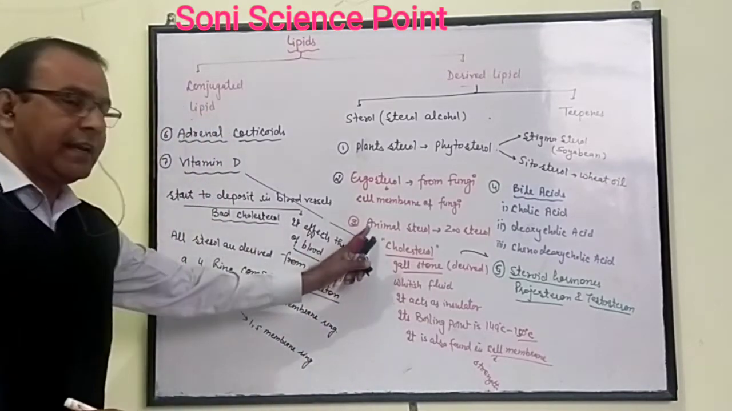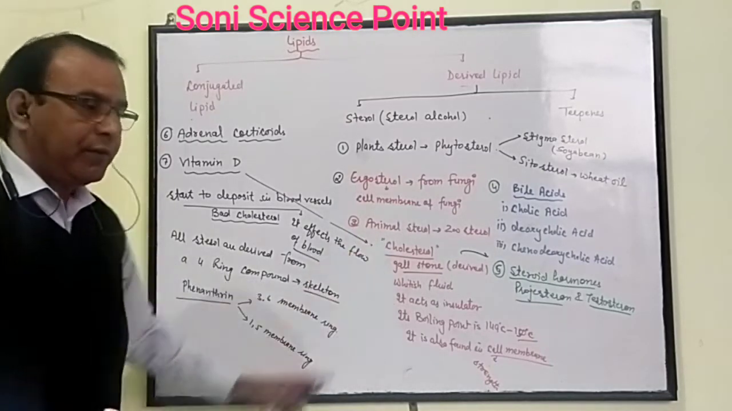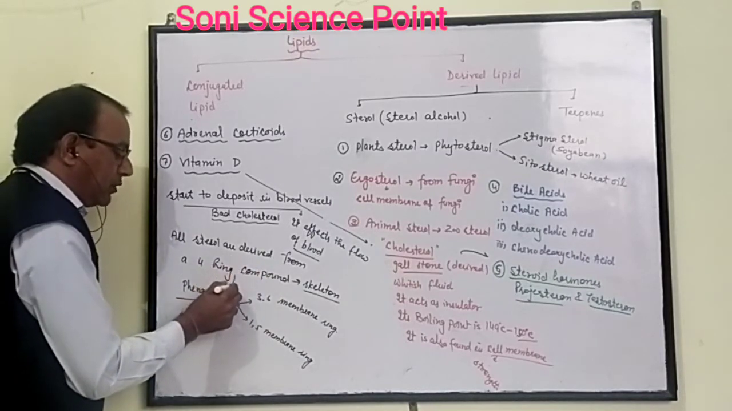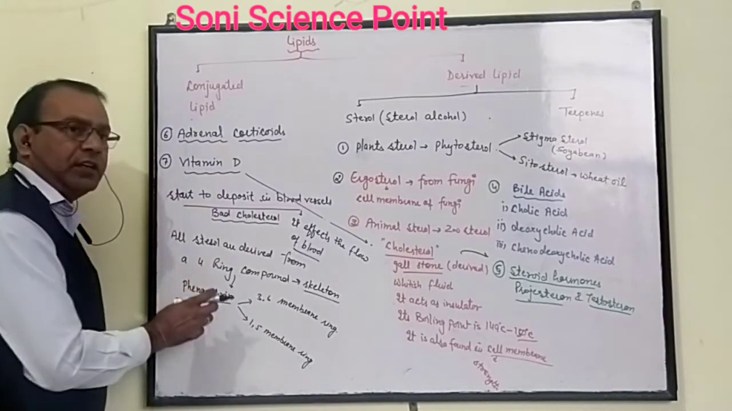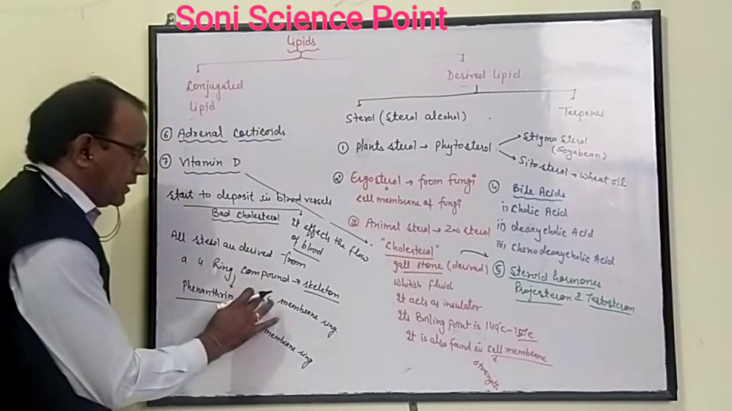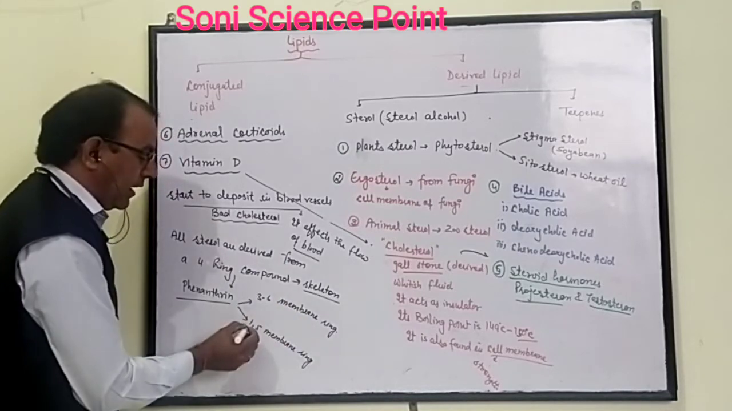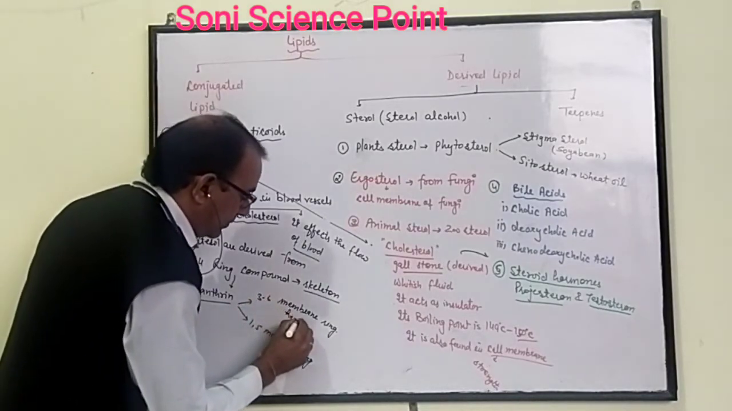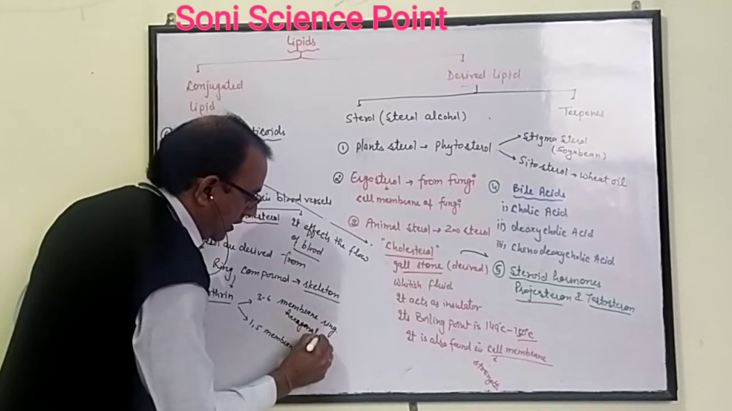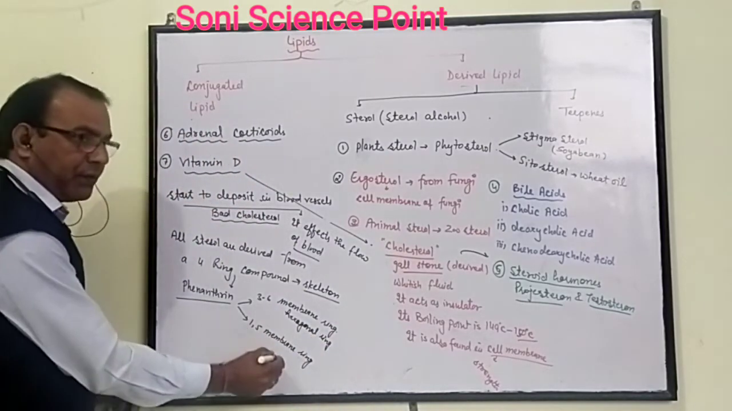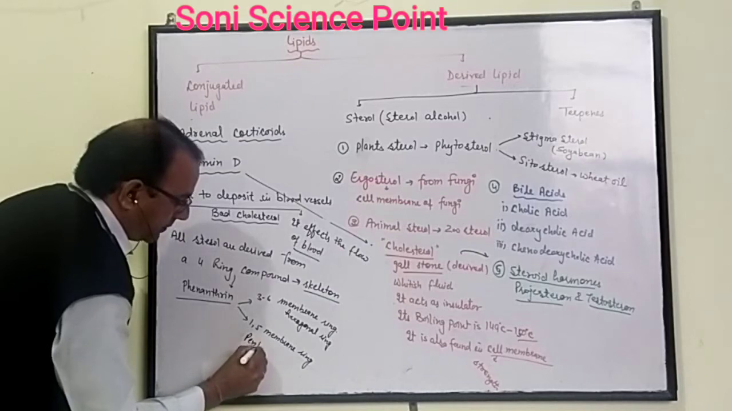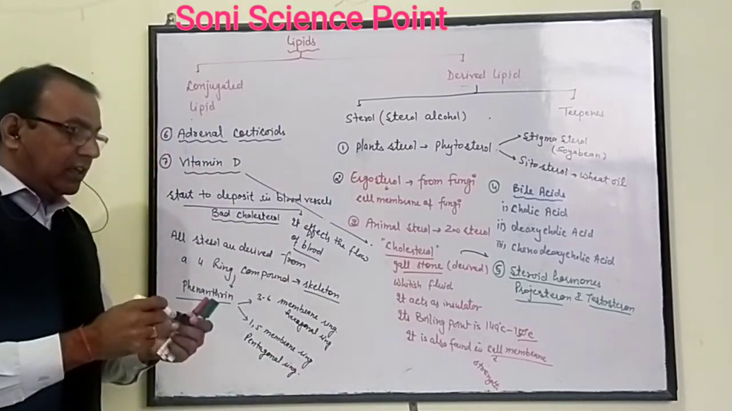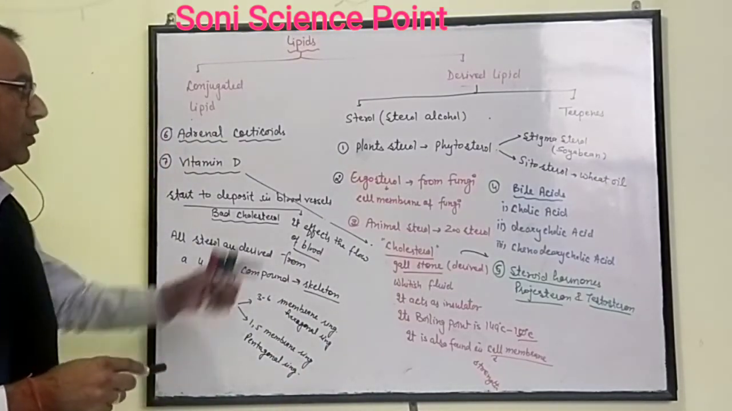Again, listen: mostly the animal steroid is obtained from the skeleton of a 4-ring compound known as phenanthrene. This phenanthrene shows two types of structure. One is a 6-membered ring, which is hexagonal, and the other is a 5-membered ring, which is pentagonal. So these are the different derived lipids, or we can say sterols.